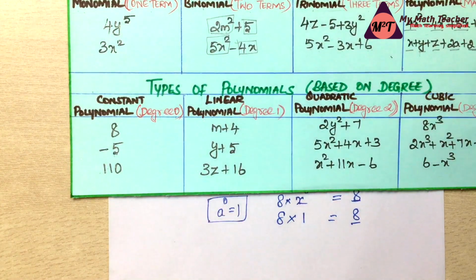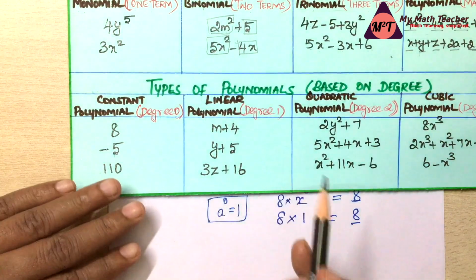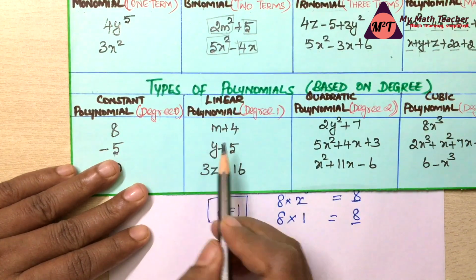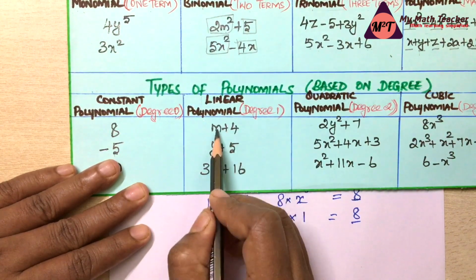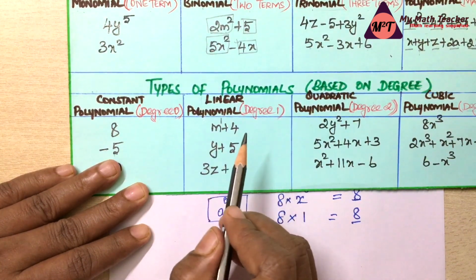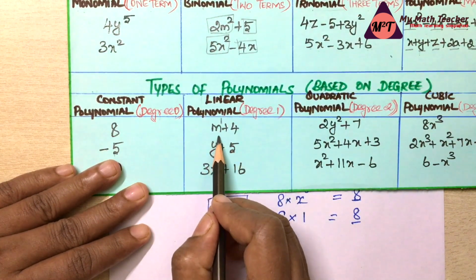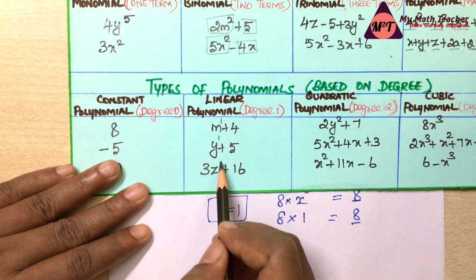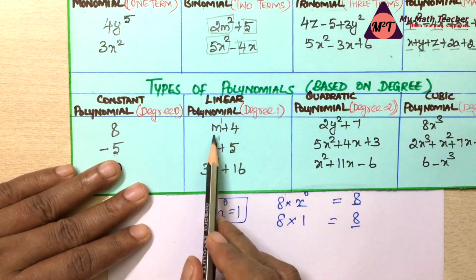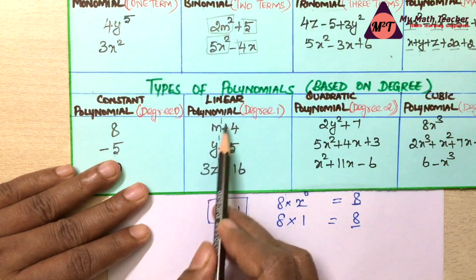Now, the next one. Linear polynomial. Linear means the degree of the variable. What is the variable given? There is only one variable, which is m. What is the degree? If it is not mentioned, it means it is 1. The same way for y, it is again 1. For z, again it is 1. If the degree is 1, then it is called a linear polynomial.